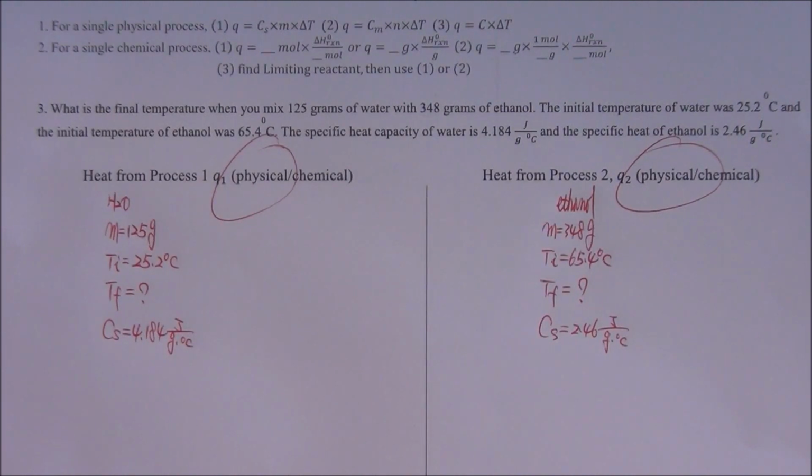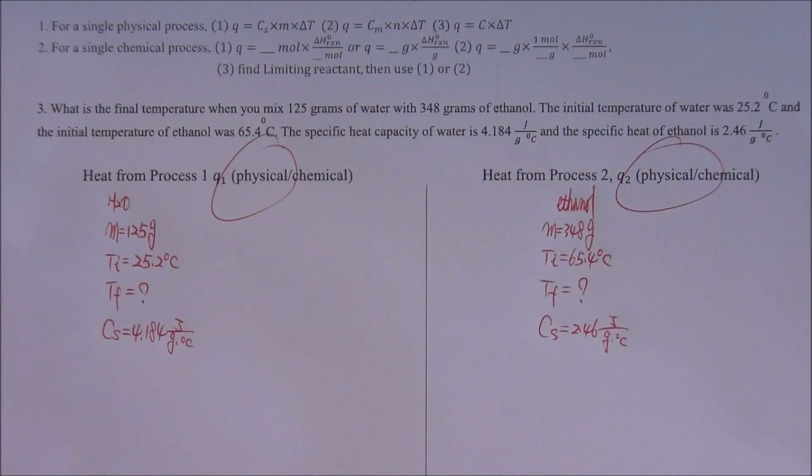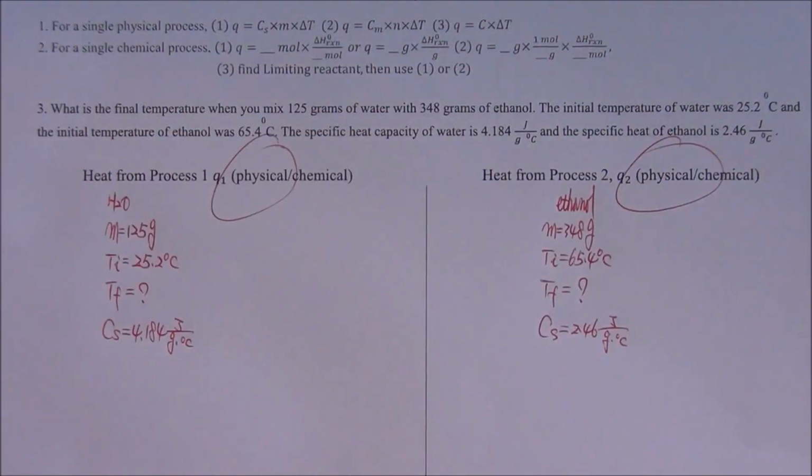Well, you may wonder, Dr. H, how do you know this problem has 2 different processes and both processes are physical processes? Well, if you recall, from the problem, we have 2 initial temperatures. Then we must have 2 temperature changes. Each temperature change indicates 1 physical process.